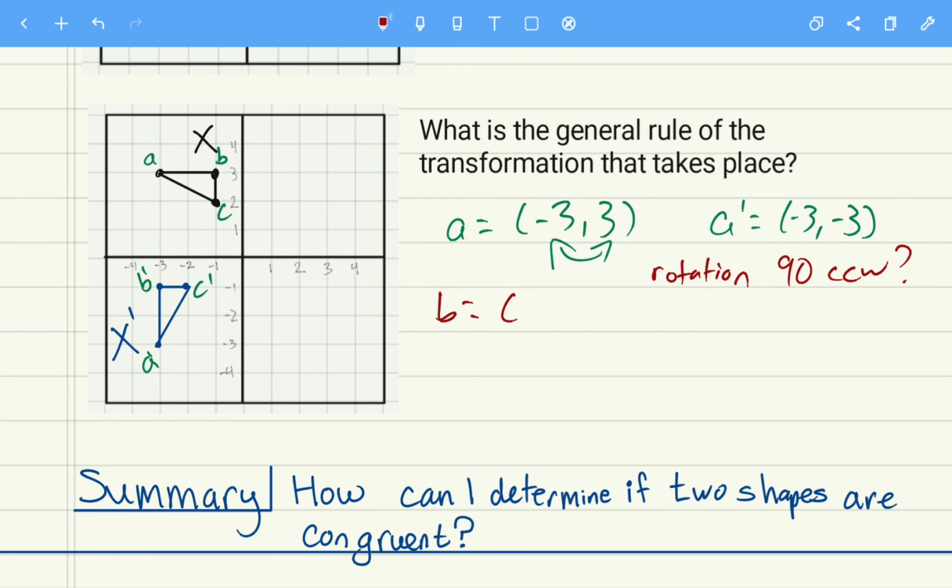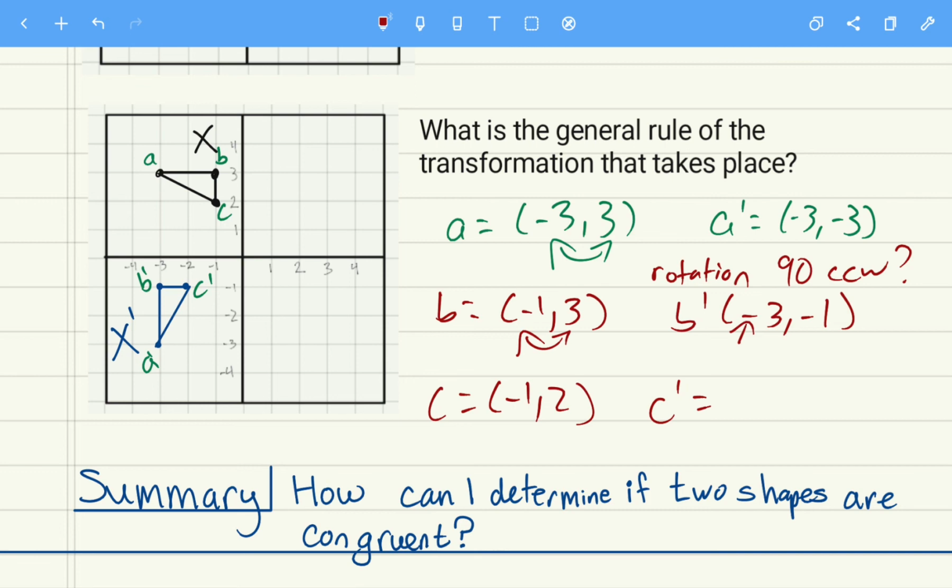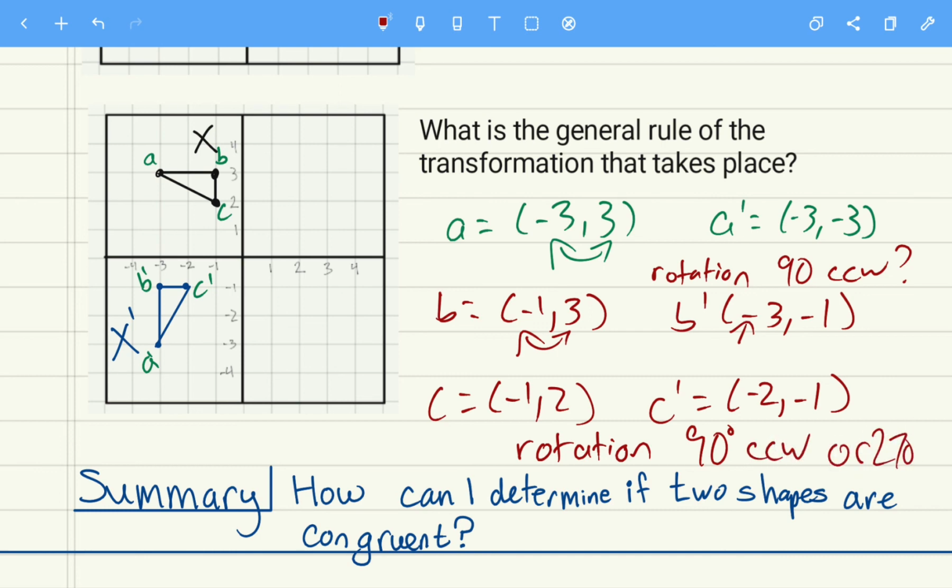So B is at negative 1, 3. B prime is at negative 3, negative 1. Yep, that still holds true. So we flipped our coordinates and changed the sign to a negative on the first one. Double check with C for good measure. C is negative 1, 2. C prime is negative 2, negative 1. Yep, that worked. So our transformation is a rotation 90 degrees counterclockwise, or you could say 270 clockwise.